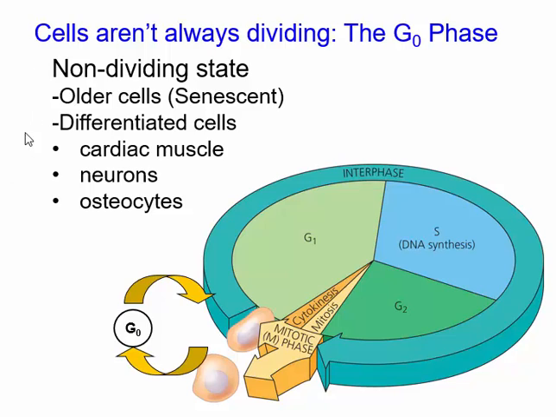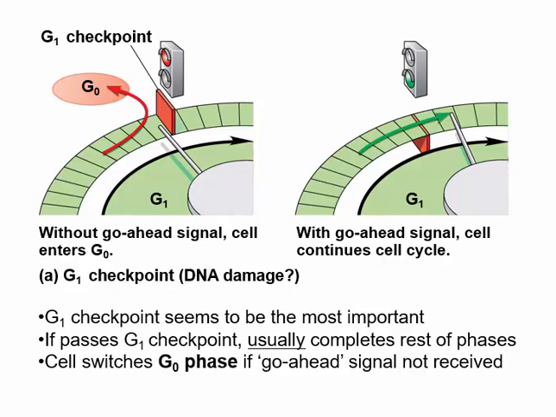But some other cells, say differentiated cells like cardiac muscle, neurons, and cells that form your bones, are not actively dividing. Older cells, so senescent resting cells, are not actively dividing. And so those might be shunted over here to G0. And again, going back to that whole checkpoint idea, another possibility of why a cell wouldn't pass this checkpoint is that there's something wrong.